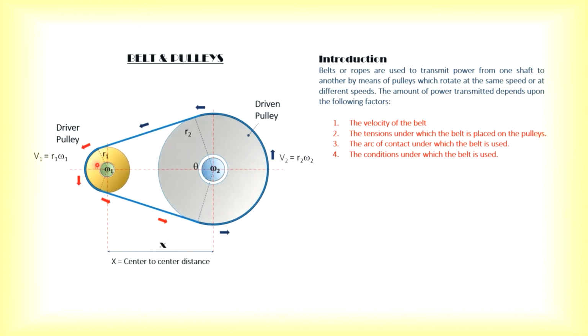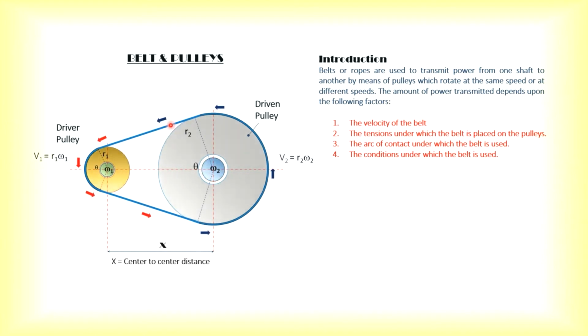So in this case, when you look at this animation, you can see that the pulley here is rotating anti-clockwise, and it also makes the driven pulley rotate anti-clockwise for an open belt drive. The smaller pulley will exert a pull at this point here when it rotates in the anti-clockwise direction.